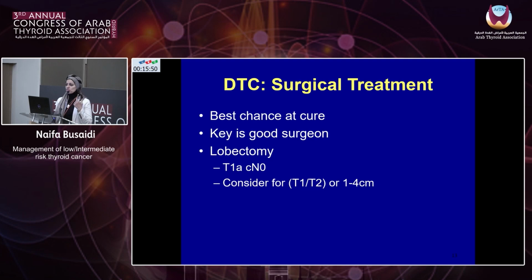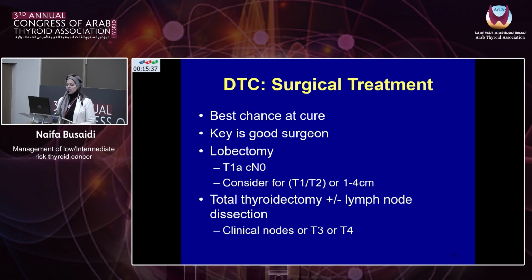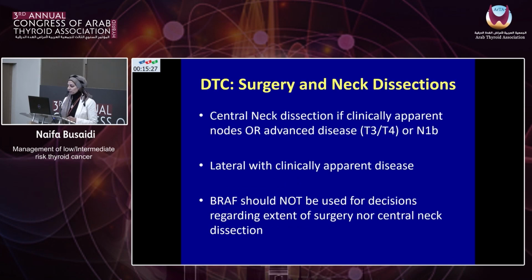Lobectomy is often used for small disease like a T1A, but depending on your institution and in the guidelines, you can use it for up to a 4-centimeter tumor, or what's considered T2 disease, in the absence of lymph node disease. And then, of course, if you have clinically apparent nodes in the central compartment or the lateral compartment, a total thyroidectomy is indicated with or without the lymph node dissection if it's clinically indicated.